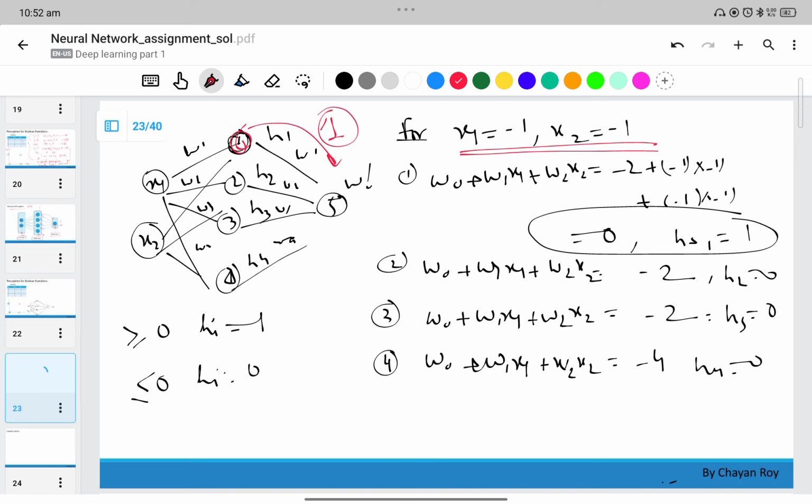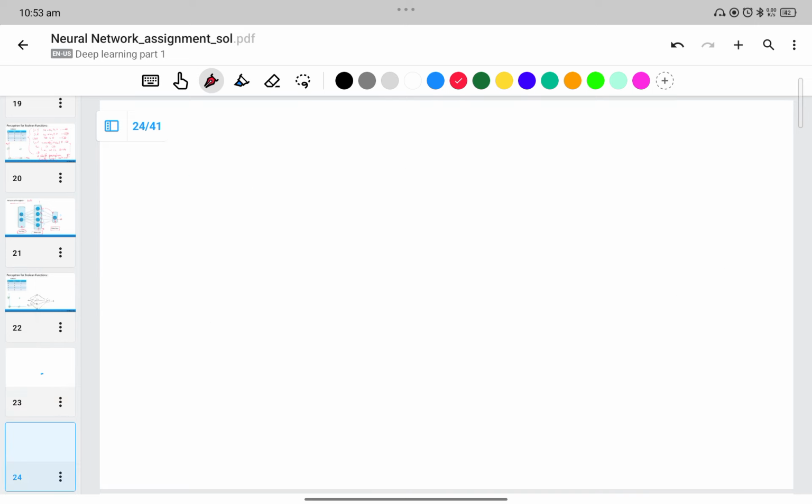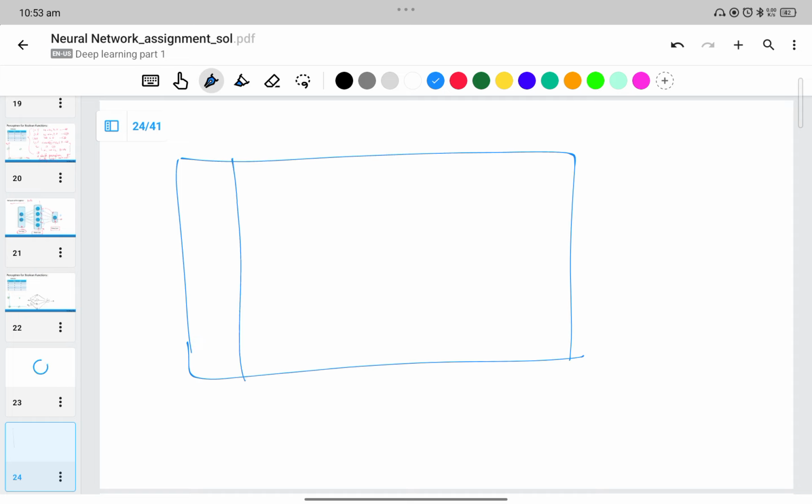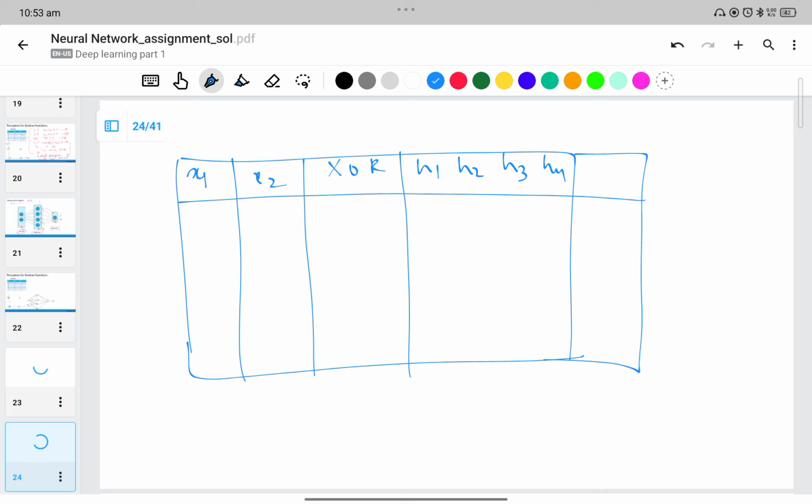And similarly if we calculate for other inputs, we'll get similar results. So we will have this chart: x1, x2, the original XOR output, and the 4 different neuron outputs, which we combine as our prediction. So we have -1, -1. XOR gives us 0. Here we had h1 equals 1 and the other 3 are 0.